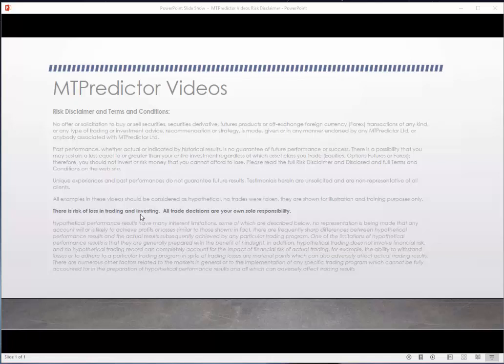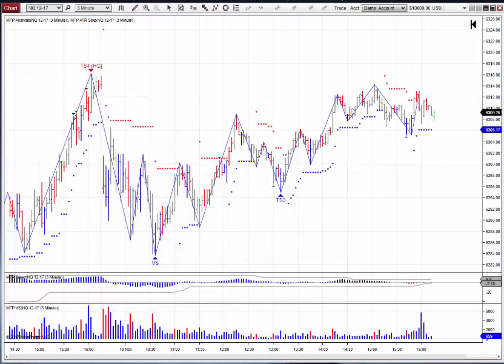Or put another way, all professional traders know and understand, and more importantly accept, that losses can and will and do unfold. The trick is keeping those losses small, but there always will be losing trades. All trade decisions are your own sole responsibility.